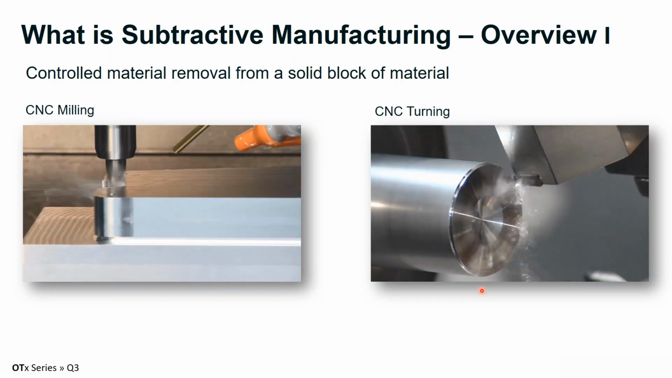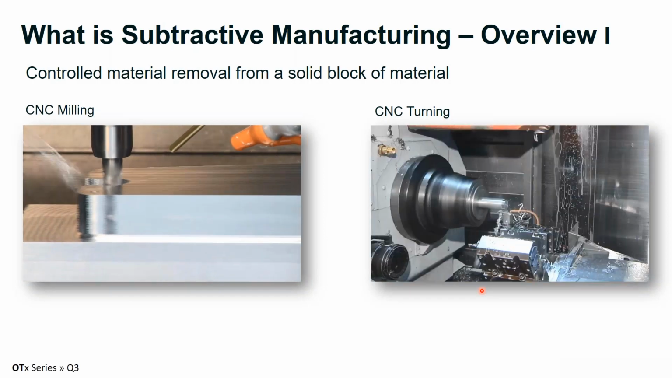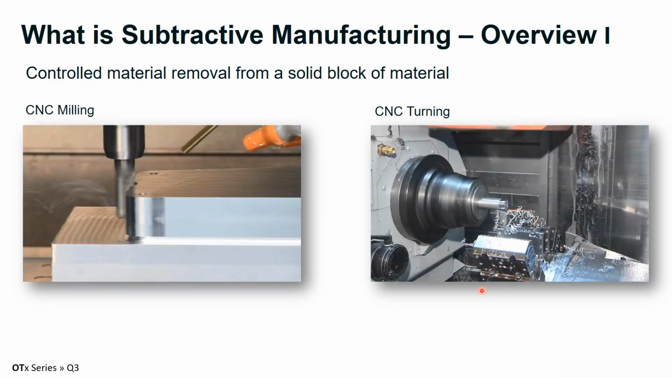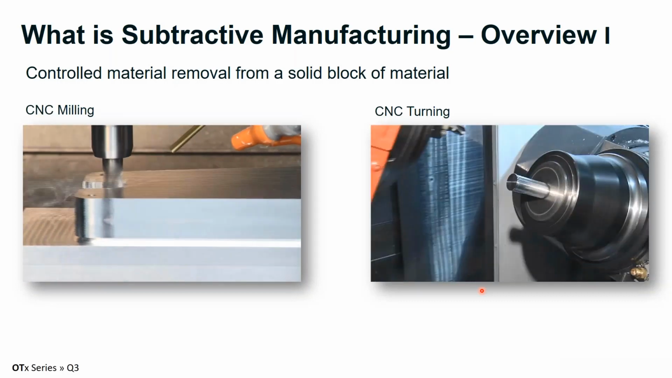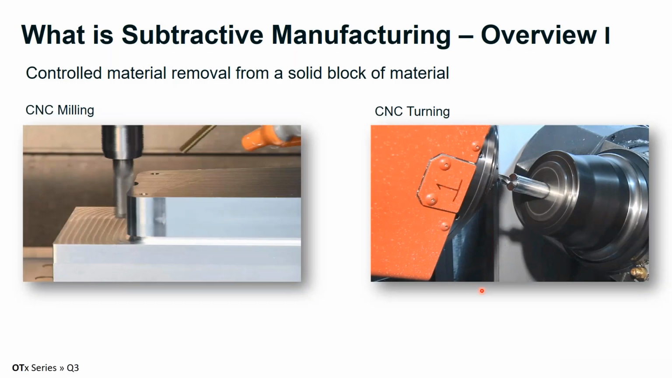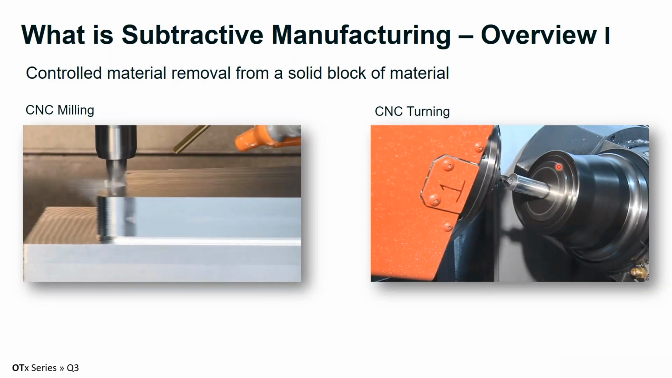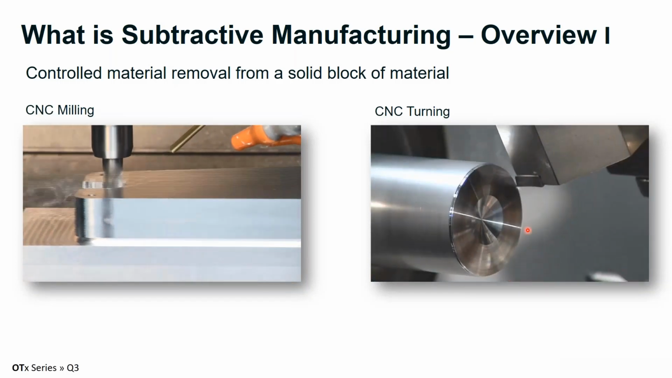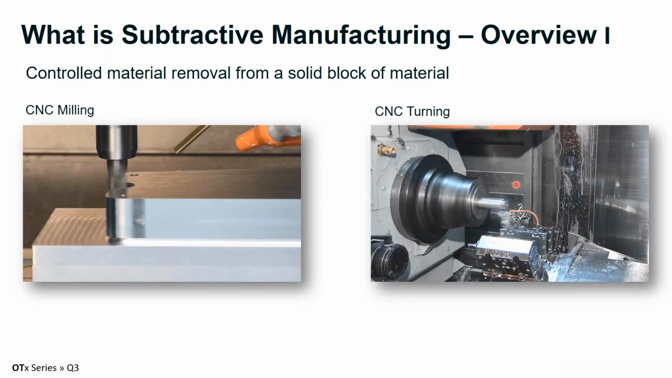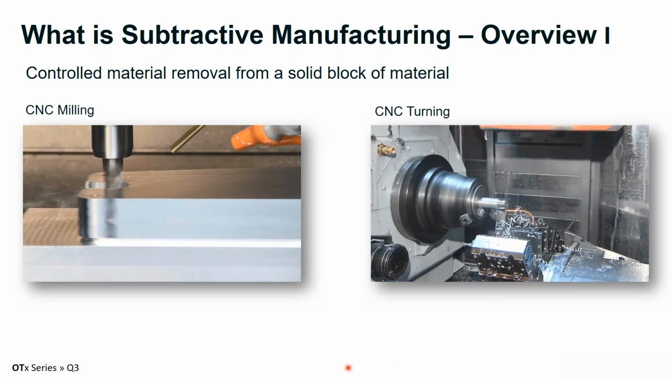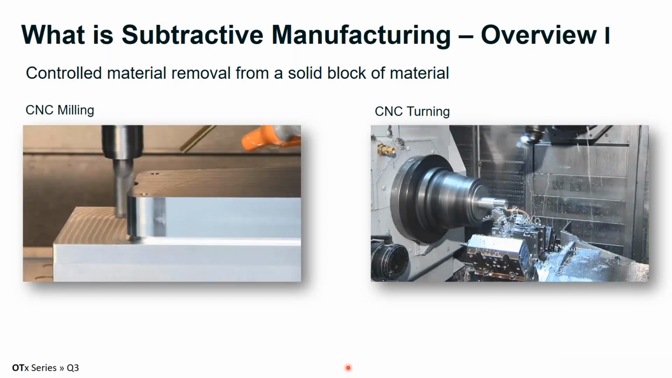So what is subtractive manufacturing? Well, it is a controlled way to remove material from a solid block of material, and that could be done with CNC milling or with turning. But in the cutting condition, it is a similar situation, but we need to handle both machine types.